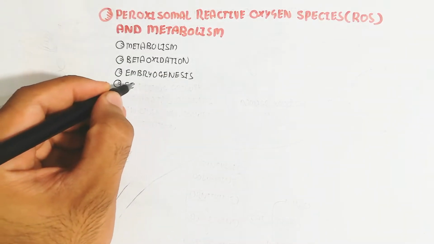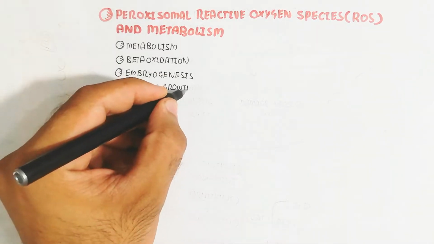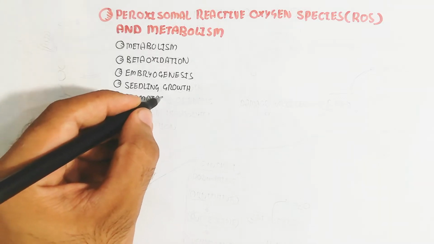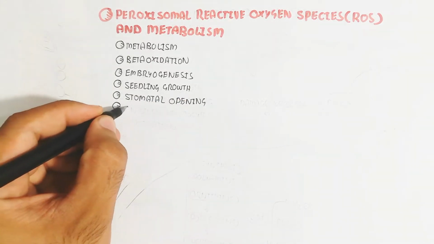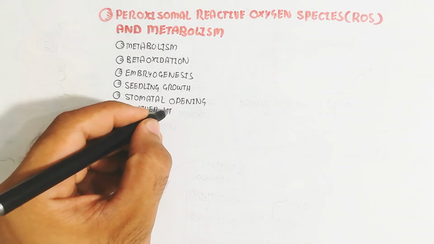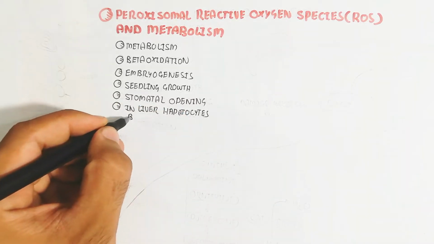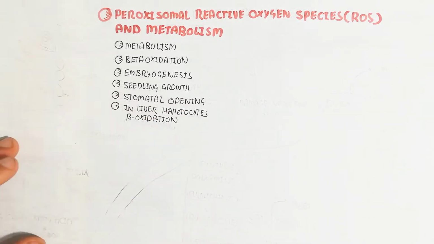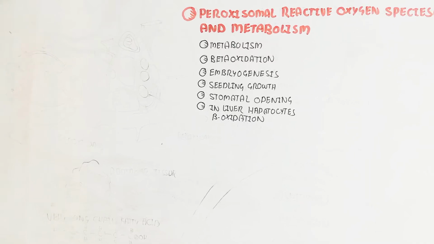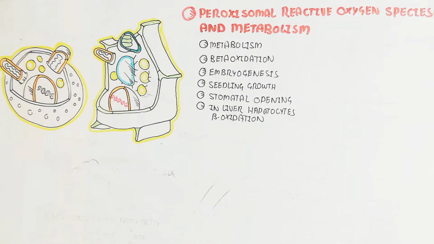So here is the metabolism: beta oxidation, embryogenesis, seedling growth, and in plants the stomatal opening also, and in animals, in the liver hepatocyte, beta oxidation will occur. So let's begin to understand the animal cell and the plant cell.